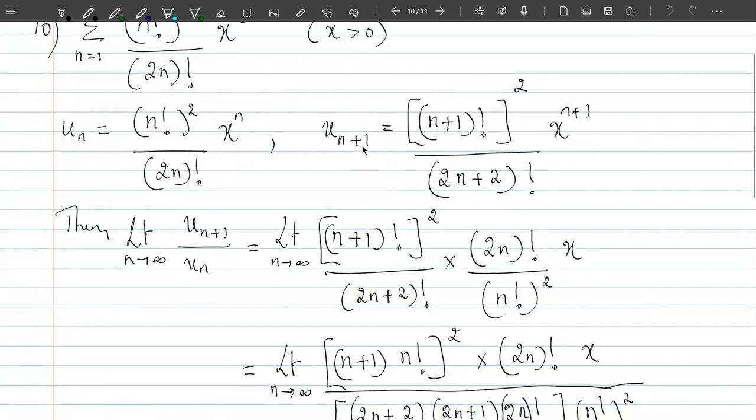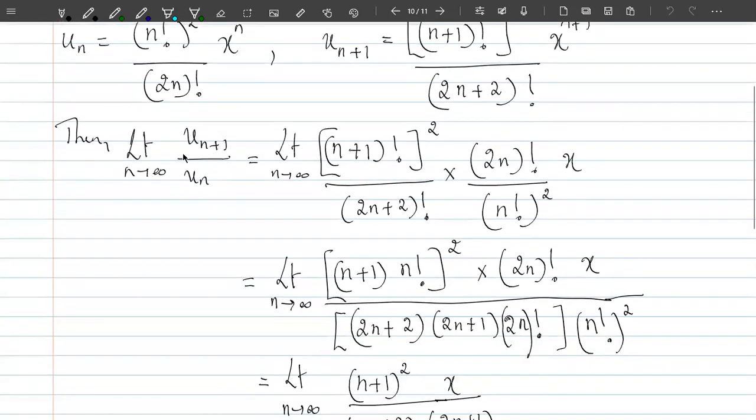So what will be un plus 1? n factorial whole square becomes n plus 1 whole factorial whole square. x power n changes to x power n plus 1, and 2n factorial becomes 2 into n plus 1 whole factorial, which is nothing but 2n plus 2 whole factorial.